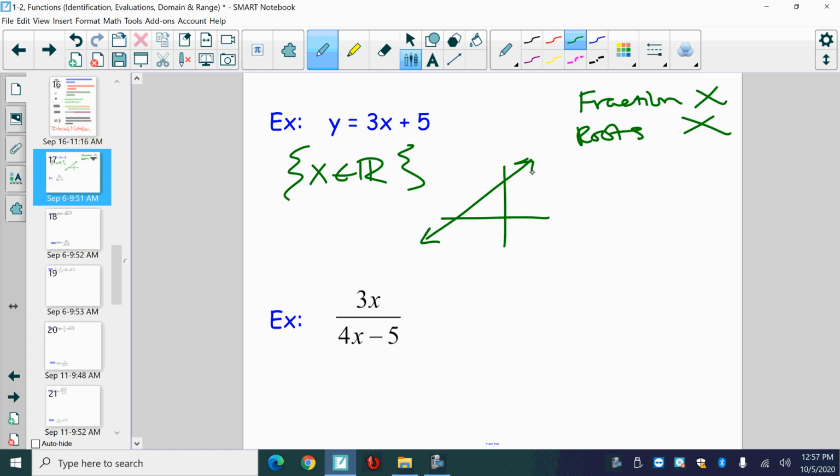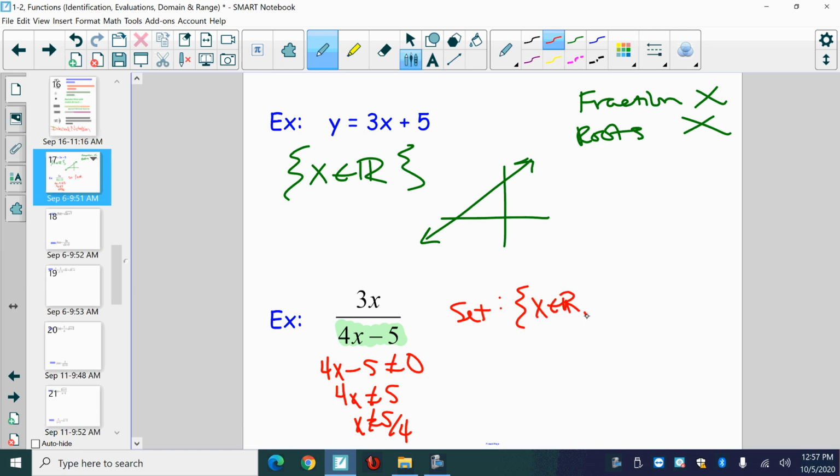Next example, 3x over 4x minus 5. I do not care about the numerator. I care about the denominator. Because my checklist says, do I have a fraction? I do have a fraction, so that means that 4x minus 5 cannot be 0. So 4x cannot be 5, so x cannot be 5/4. So my set notation is going to be x is an element of the reals, but x cannot be 5 over 4. And that makes perfect sense to us.